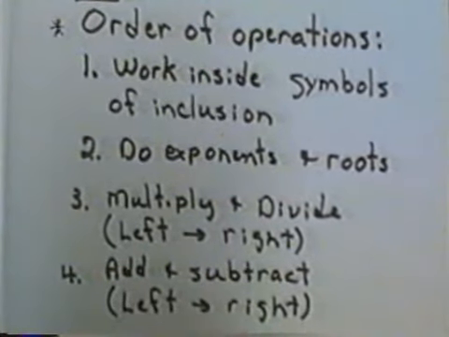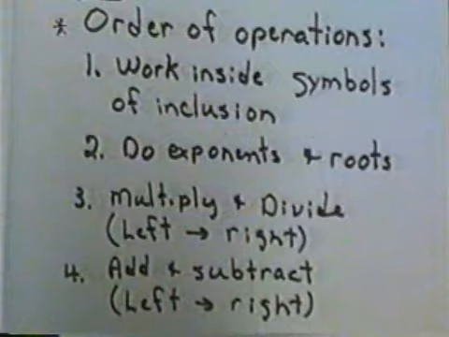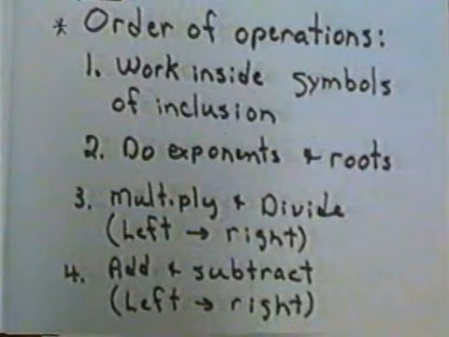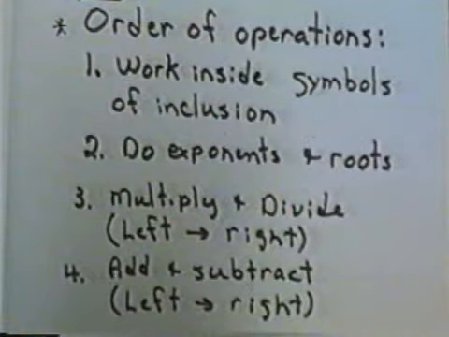So this is one that you need to know if you do not already. Even if you already have it on a study sheet, this one is so important, I suggest you put it down again. The order of operations. 1. Work inside symbols of inclusion. 2. Do exponents and roots. 3. Multiply and divide from left to right. 4. Add and subtract from left to right.